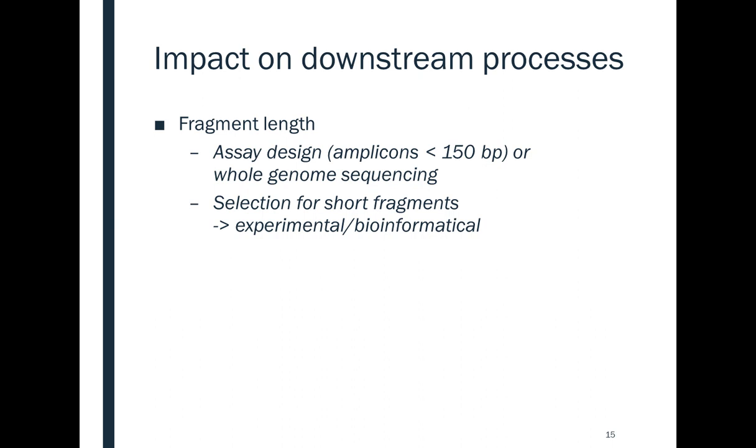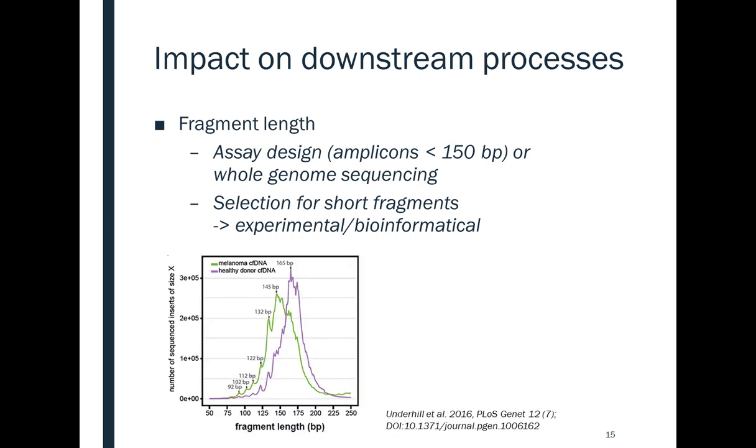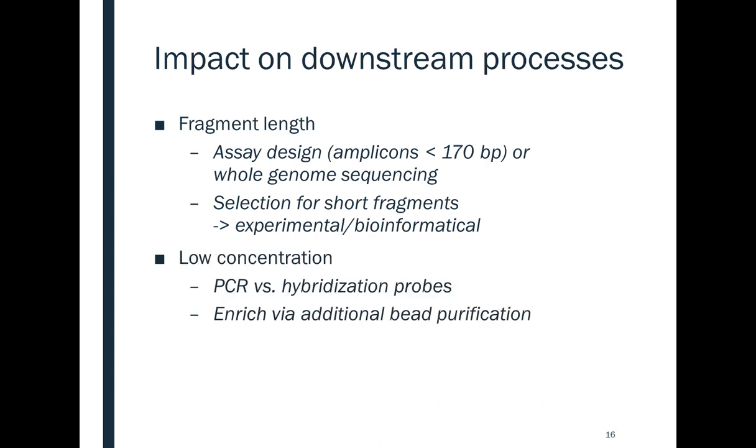And as I mentioned before, mutated alleles from cancer origin are enriched in shorter fragments. A selection for short fragments could improve the outcome, either by experimental enrichment with a magnetic bead-based extraction method or by bioinformatic enrichment of short fragments. The low concentration is the most challenging parameter.